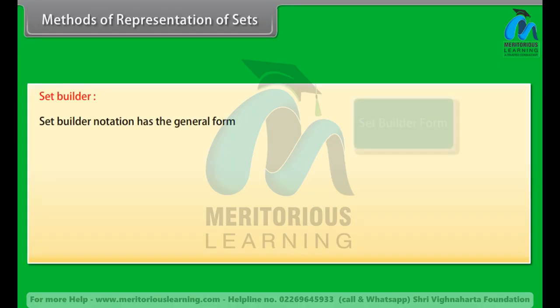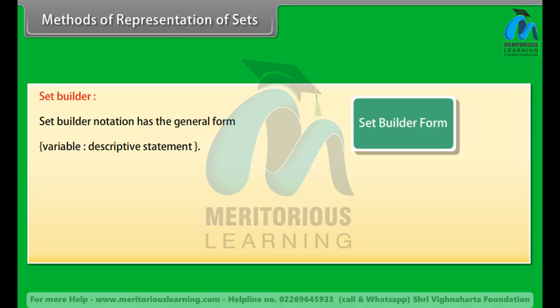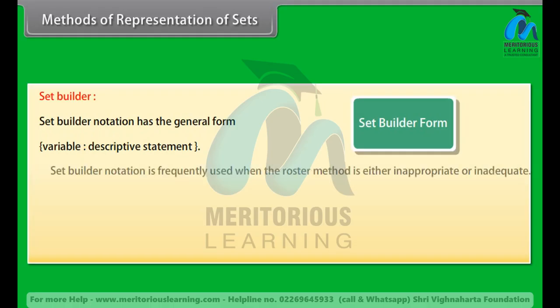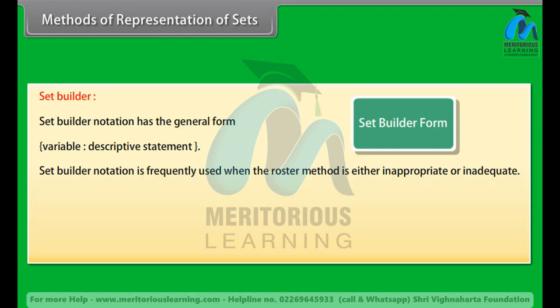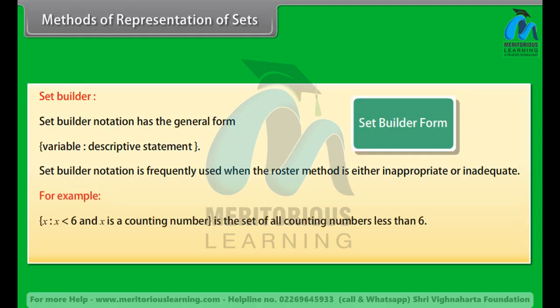Set builder notation has the general form given below. In set builder notation, the vertical bar is always read as such that. Set builder notation is frequently used when the roster method is either inappropriate or inadequate. For example, {x such that x < 6 and x is a counting number} is the set of all counting numbers less than 6. Note, this is the same set as {1, 2, 3, 4, 5}.